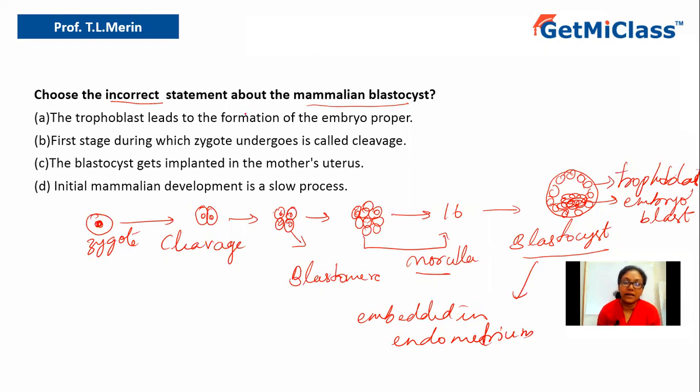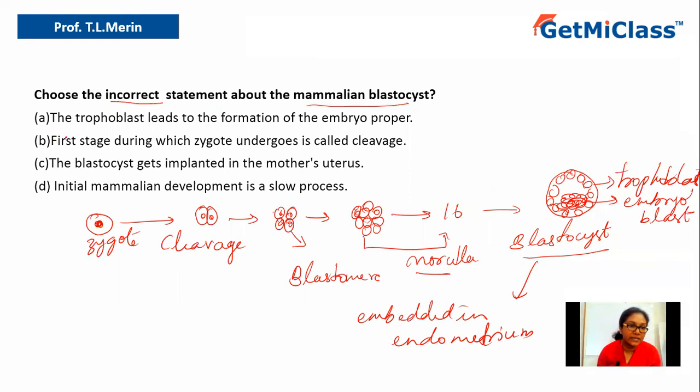So now let us see. They're asking about the incorrect statement. Now you understood what actually happens, right? Option A says trophoblasts lead to the formation of embryo proper. No, because it is not the trophoblast. It is the embryoblast, that is the inner cell mass, that will lead to the formation of the embryo proper. Hence, option A is an incorrect statement, and that is the right answer for our question because we are looking for the incorrect statement.